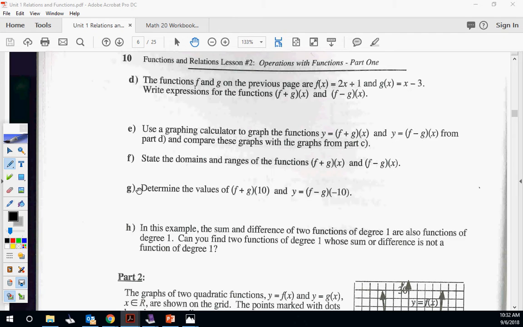Unit 1, Lesson 2, Part 2. Okay, so let's just review D through H here. If you already have it written down, you can just chill and ask a question if you like. But the functions f and g on the previous page were 2x plus 1 and x minus 3. Write the expressions for the functions f plus g of x and f minus g of x.